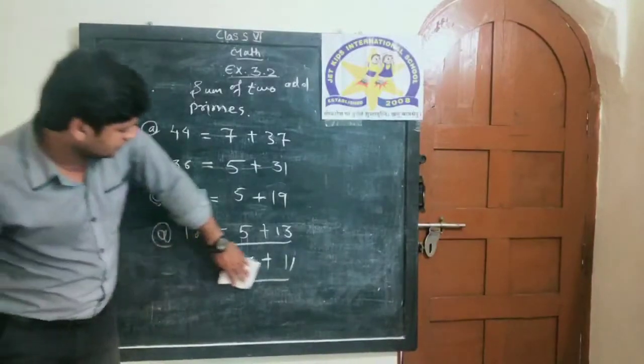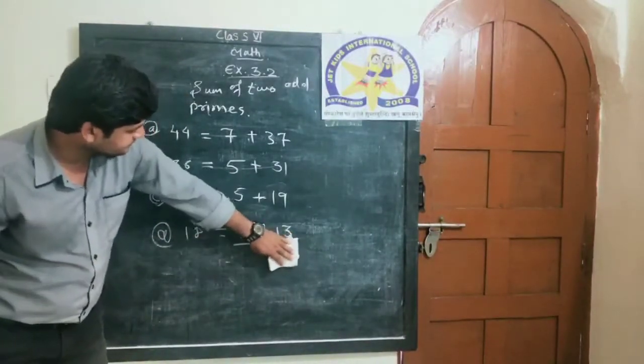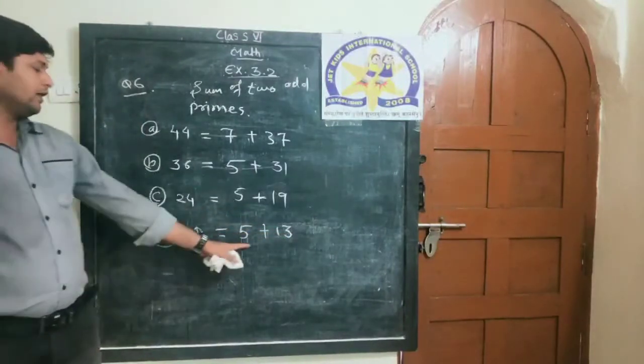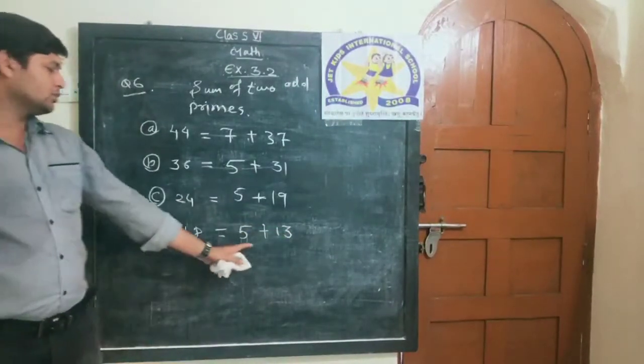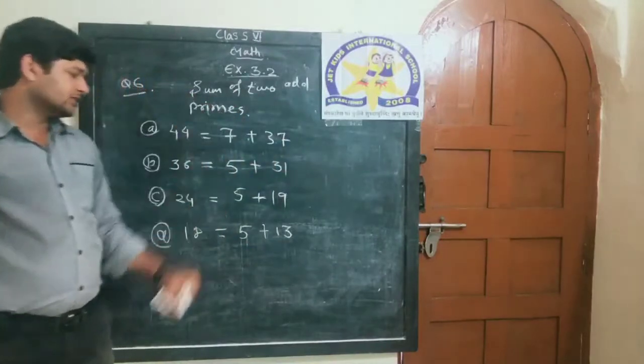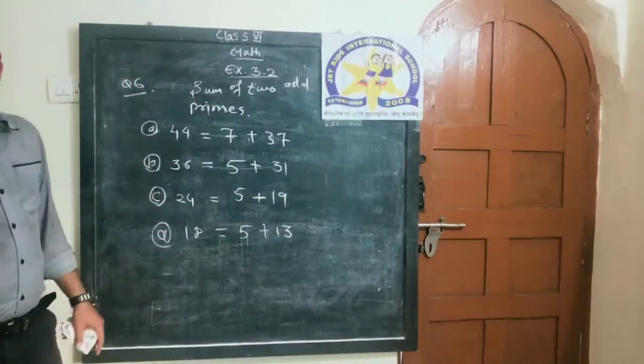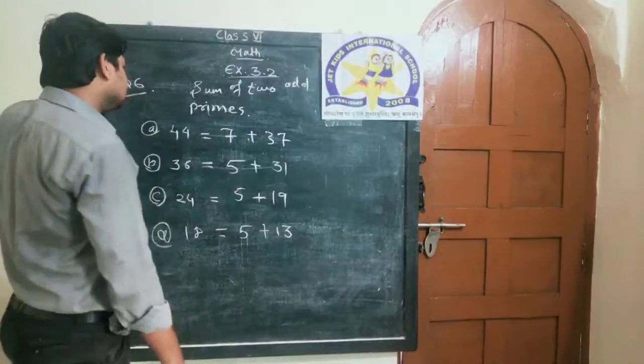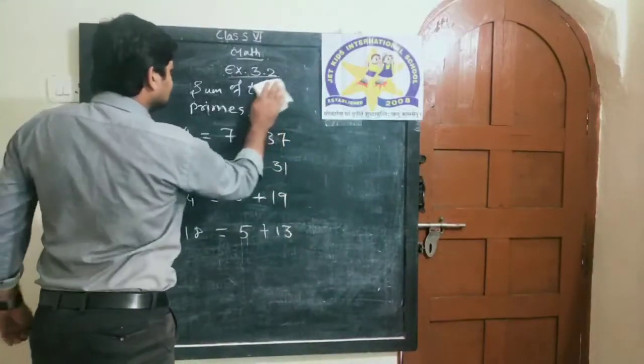Odd primes. Clear? So this is how we are going to write. This is sufficient. 5 plus 13 is equal to 18. Both are odd prime numbers. Clear? So just write down or take a snap if you want to. Let us proceed to question number 7.